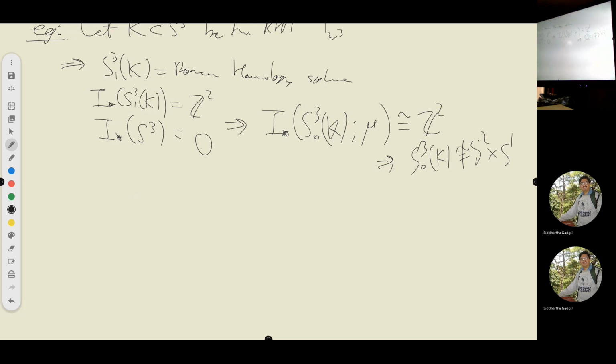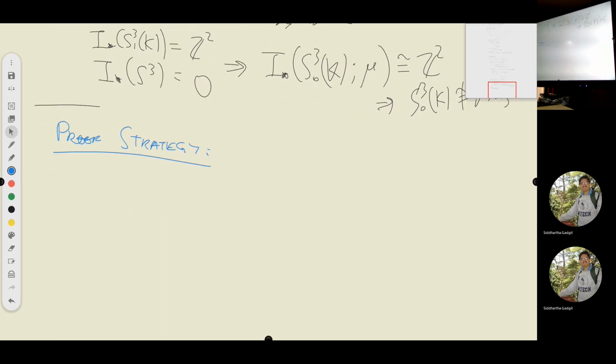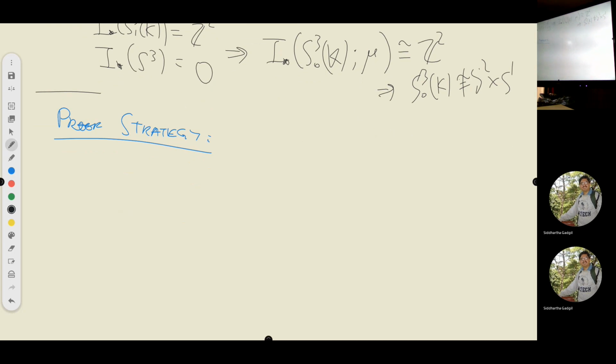So now let me talk about the proof strategy, because at least for me, this was the first time that I saw some sophisticated homological algebra having some pretty direct geometric interpretation. So we'll start with the following homological algebra lemma, which goes by various names, but one name for it is the triangle detection lemma.